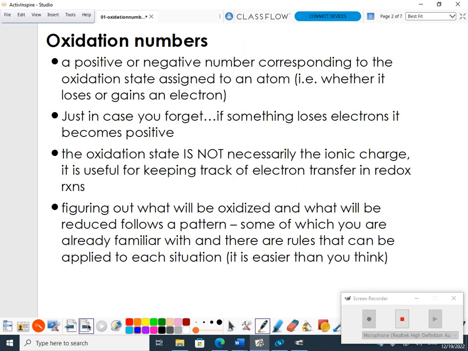There are different ways to think about whether something is losing or gaining electrons. Sometimes you can think of it like becoming more positive or becoming less negative. We'll look at a bunch of different ways to figure it out. One of the types of questions you're going to have to do is assigning oxidation numbers.